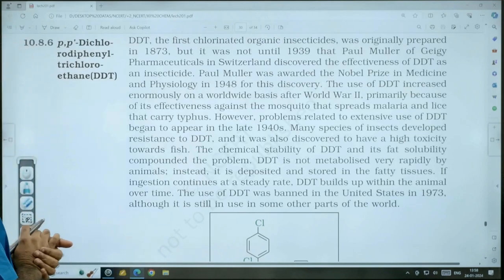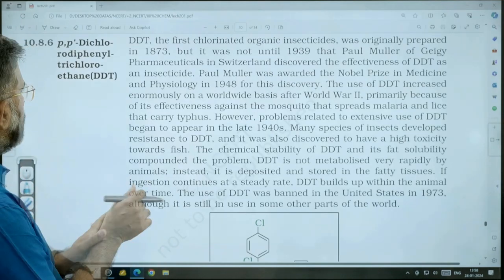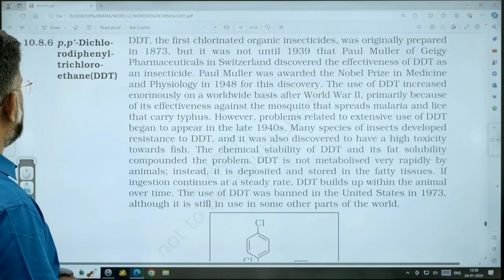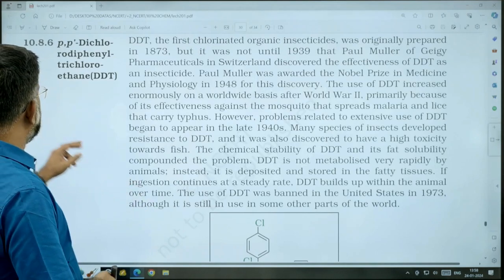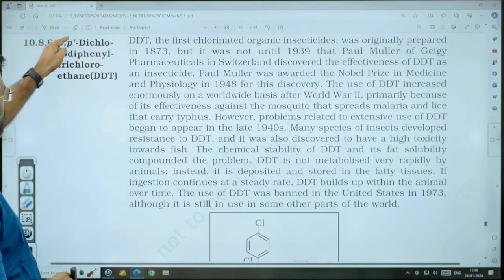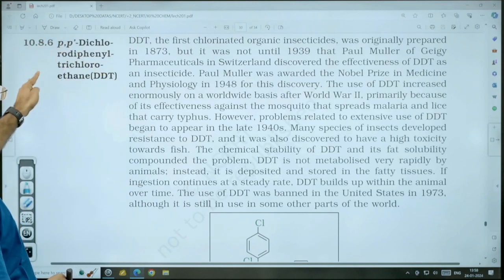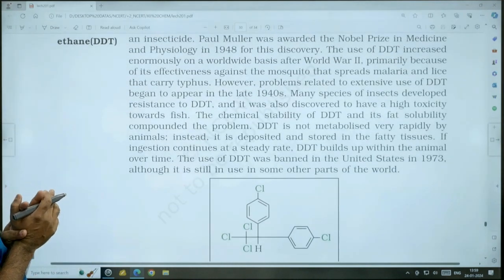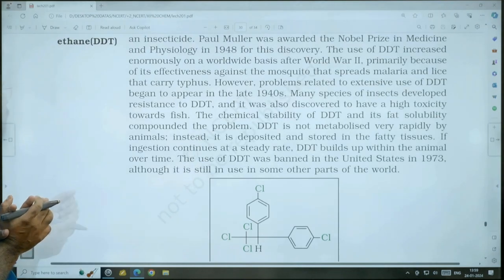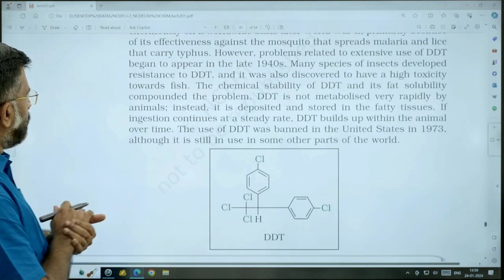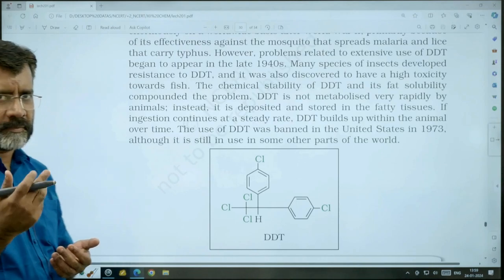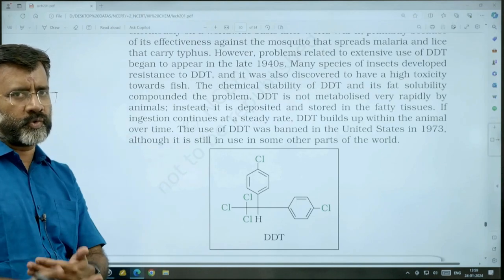DDT was the first chlorinated organic insecticide. In 1939, Paul Muller found the effectiveness of DDT as an insecticide. It is p,p'-dichlorodiphenyltrichloroethane, DDT. It is found to be effective against mosquitoes that spread malaria and typhus. Many insects developed resistance to DDT, as their immune system changes by the continuous use of an insecticide.